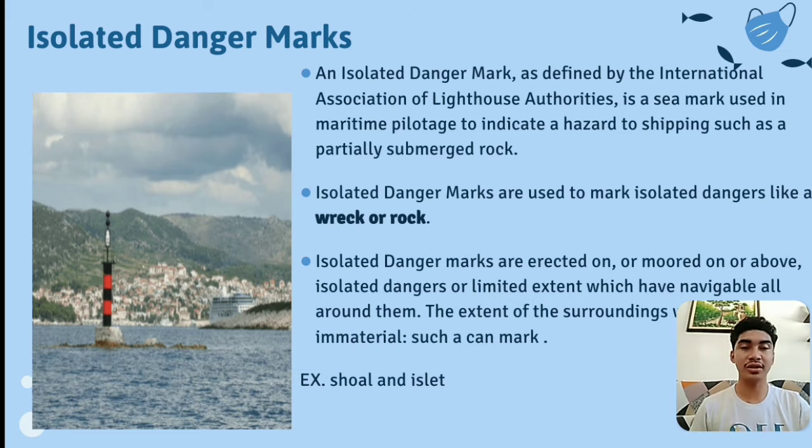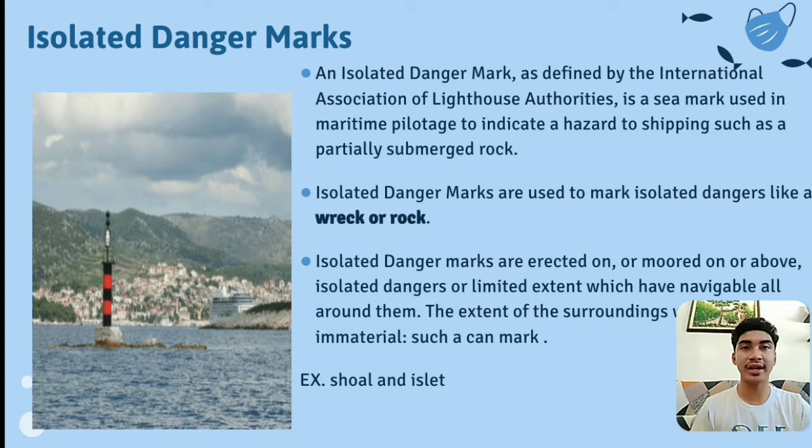Isolated danger mark. An isolated danger mark, as defined by the International Association of Lighthouse Authorities, is a sea mark used in maritime pilotage to indicate a hazard to shipping, such as a partially submerged rock. Isolated danger marks are used to mark isolated dangers like a wreck or rock. This isolated danger is just what it means: it is a danger but has safe water all around it, and the hazard is not spread over a large area.